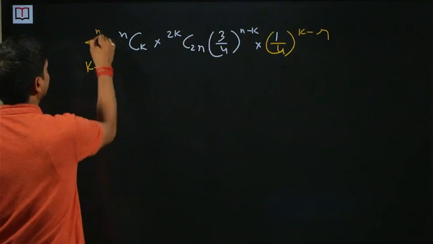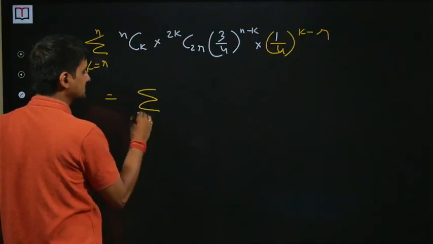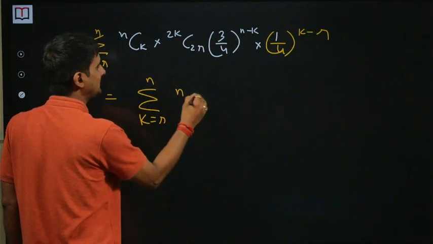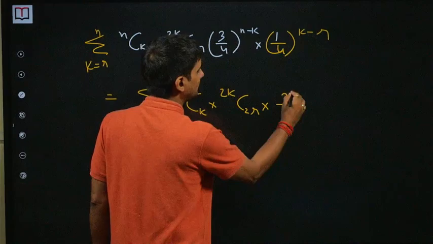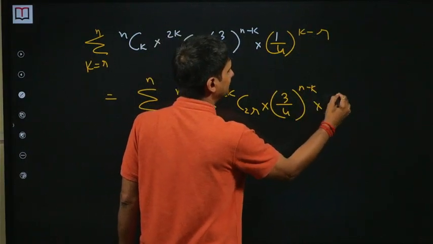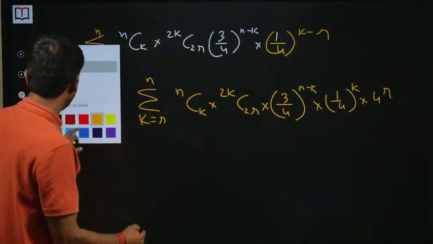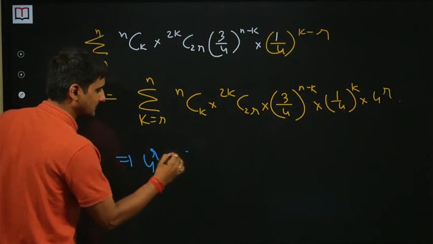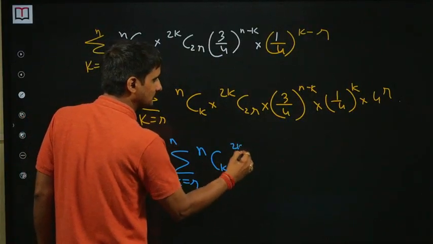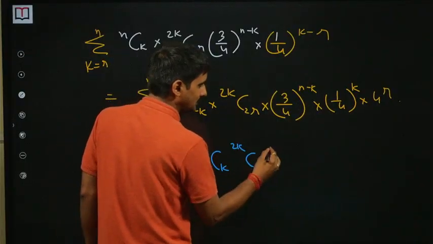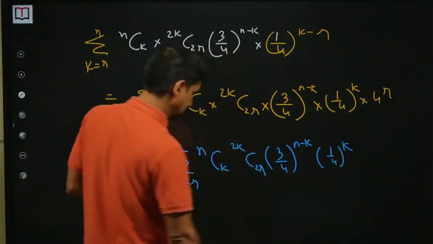k goes from r to n. So r is again a constant. So I can write it as k goes from r to n, nck into 2kc2r, 3 by 4 raised to the power n minus k into 1 by 4 raised to the power k into 4 raised to the power r. So that's a constant, so let's take it out of the summation symbol. k goes from r to n, nck into 2kc2r, and then 3 by 4 raised to the power n minus k into 1 by 4 raised to the power k.